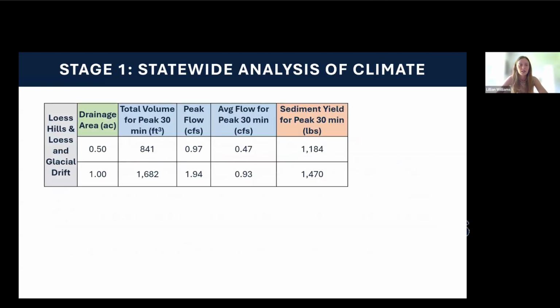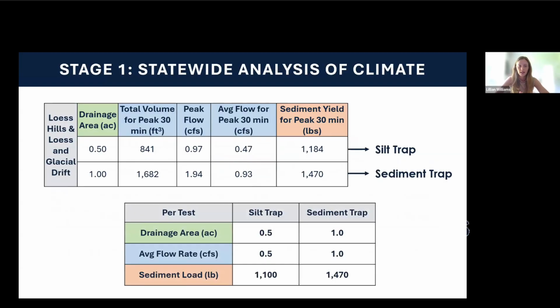So to finish up our stage 1, we identified the silt trap and the sediment trap as that 1/2 acre and 1 acre testing range. And then that gave us our actual testing data. So we have a 0.5 CFS flow rate for the silt trap, 1.0 average flow rate for the sediment trap, and then the corresponding sediment loading would be broken up into basically pounds per minute that we would add into testing. And you can see the sediment load, the difference there.